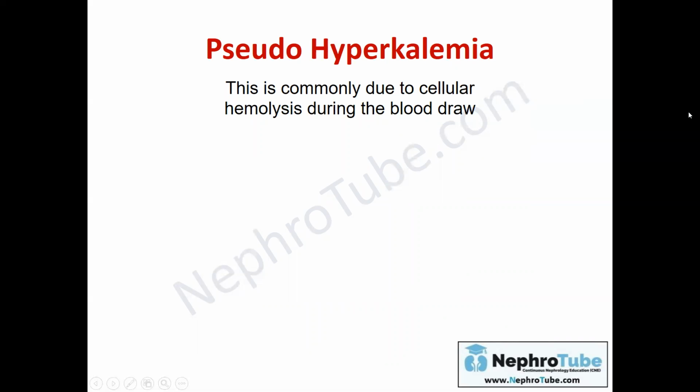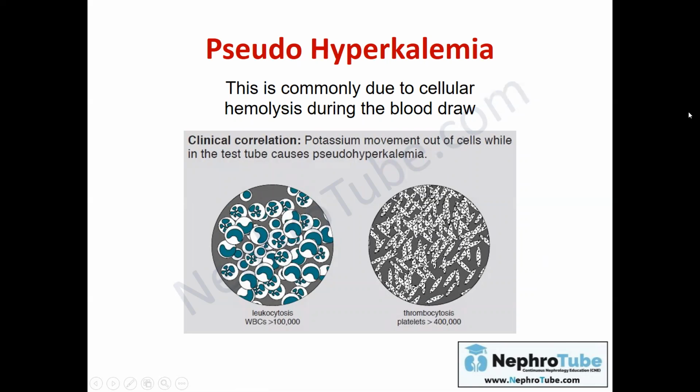It is important to exclude pseudo-hyperkalemia because in some cases, if the blood drawing was technically wrong, there may be cellular hemolysis. If the blood drawn by the syringe is pushed very fast into the test tube, or pushed not on the wall of the test tube but in the center of the tube, this may lead to hemolysis of the red blood cells and cause factitious hyperkalemia. Also, pseudo-hyperkalemia may occur if the white blood cell count is very high or platelets are very high.